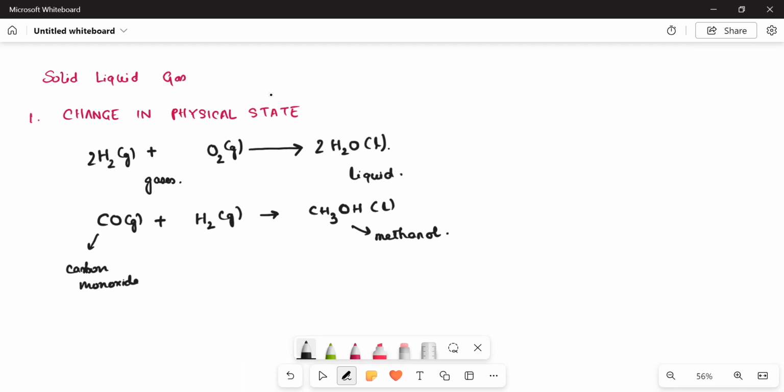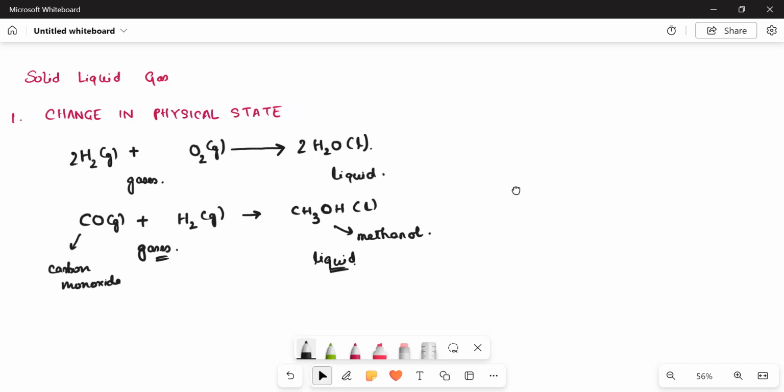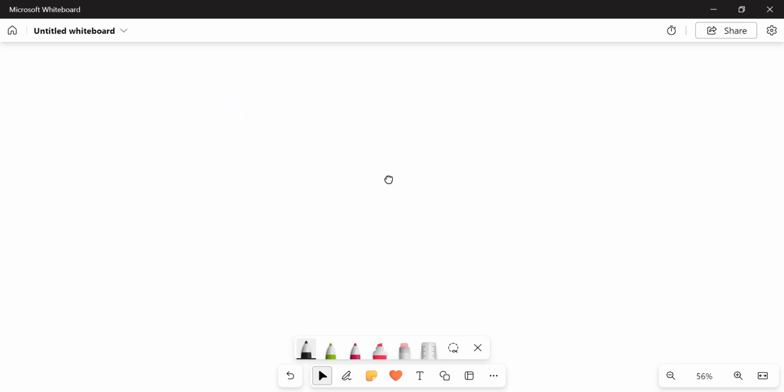Now if you look at this, methanol is a liquid. So here we are starting with gases, but in return we are getting a liquid. So what is happening? There is a change in physical state taking place, and this is one example of change in physical state. Okay, let's move ahead now.